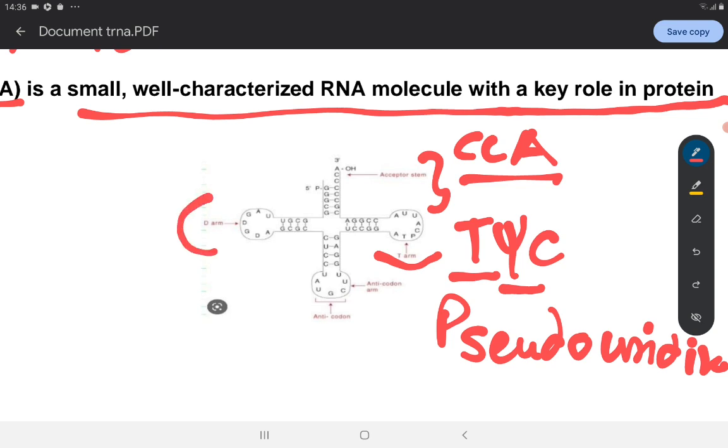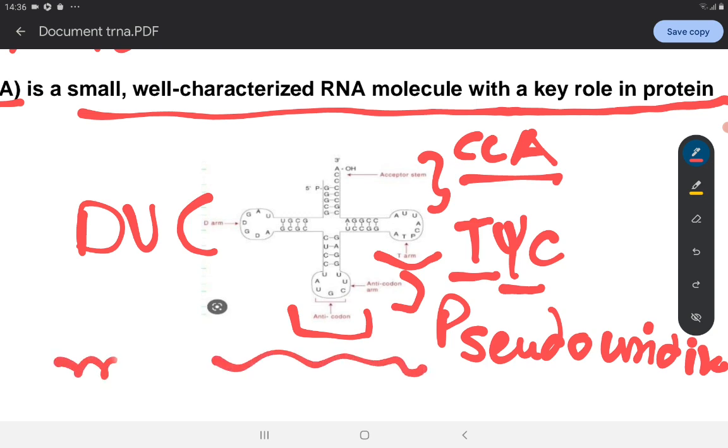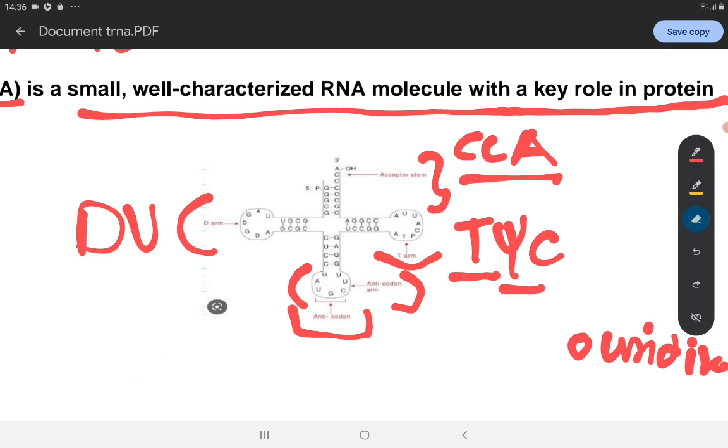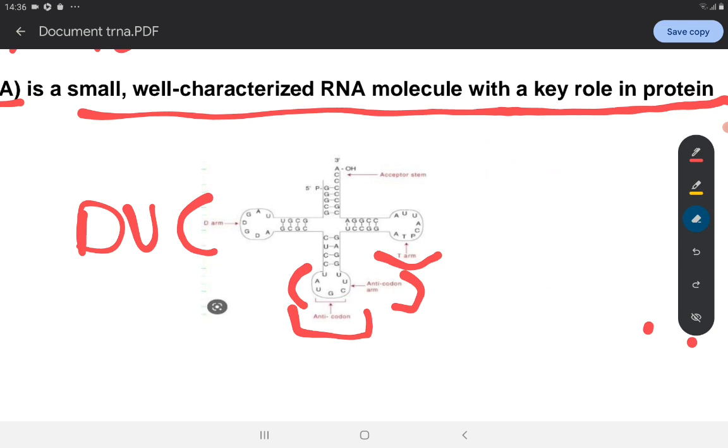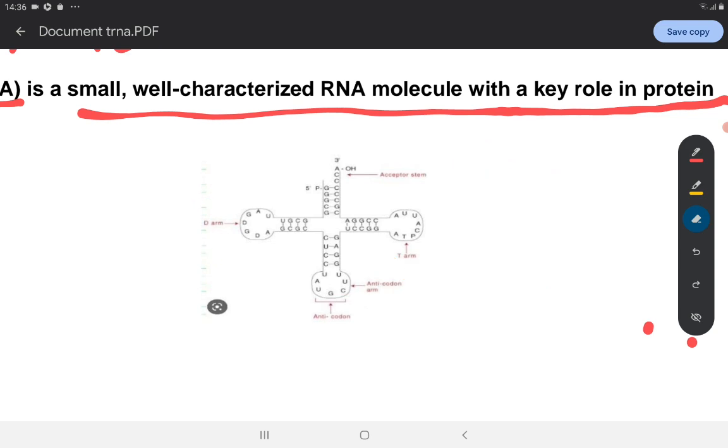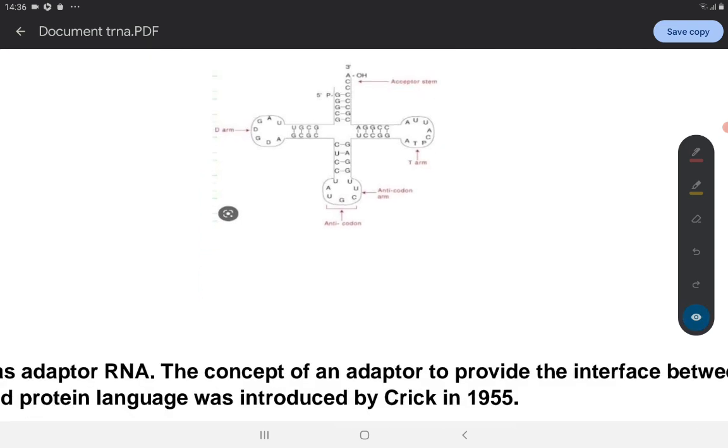It also has a D arm which contains dihydrouridine, right? And it has an anticodon loop and an anticodon arm. So this anticodon arm is what is connected to mRNA. It actually reads the mRNA, right? So mRNA will be somewhere here, and this anticodon loop is the structure that will actually read the mRNA and bring the specific tRNAs related to that amino acid, right? So let's move on to the next part.